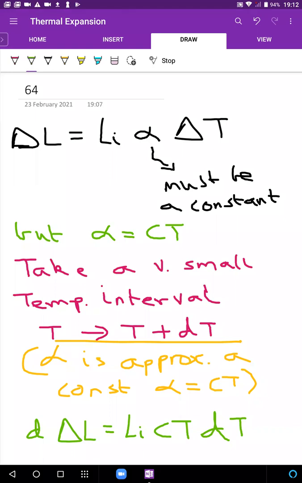And our length is not changing by a large amount, so don't treat length as a variable. It's not a large change. So just let length be whatever the initial value is.